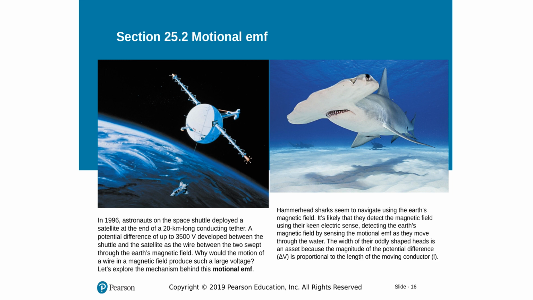Here are some examples of induced currents and induced potential difference. Hammerheads move through the Earth's magnetic field. It's likely that they detect the magnetic field using their keen electric sense, detecting the Earth's magnetic field by sensing the motional EMFs as they move through the water.